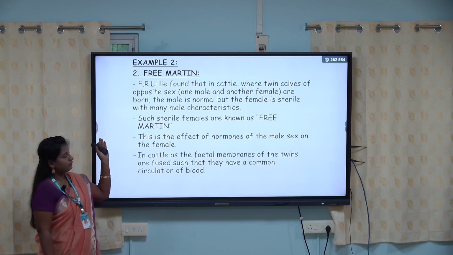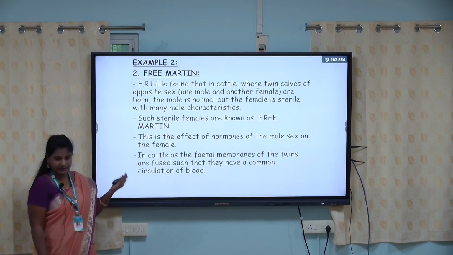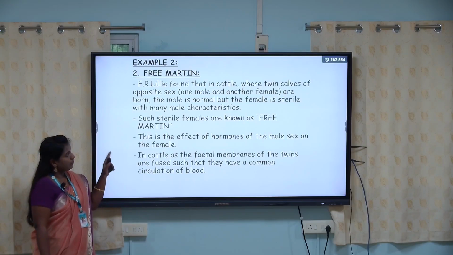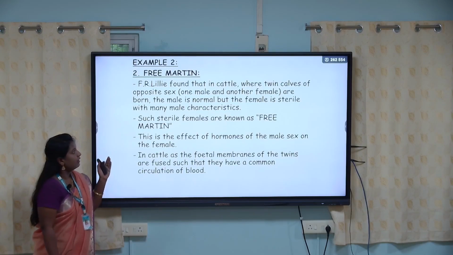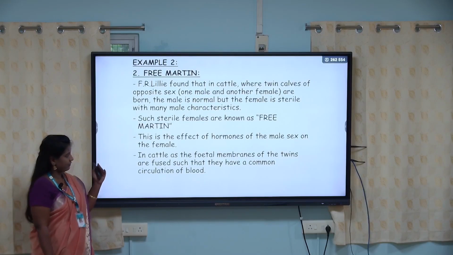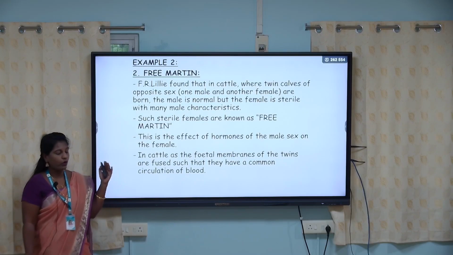It was found by F.R. Lillie in his cattle. He found that of the twins, one was male and the other female, but the male was normal while the female was sterile. Why does this happen? He termed this particular cattle the free martin, and the effect of hormones played the main role.